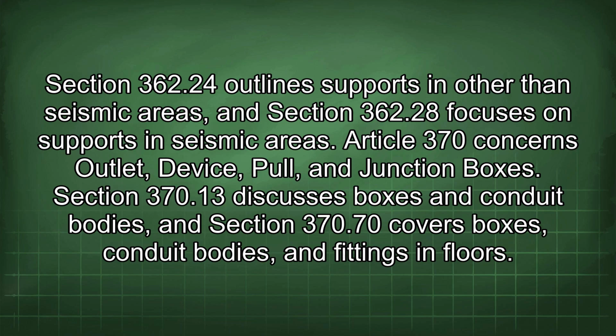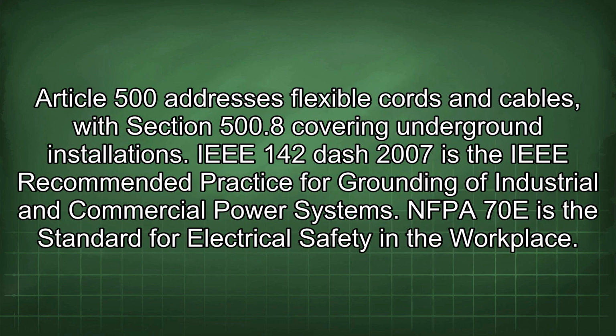Article 370 concerns outlet device, pull, and junction boxes. Section 370.13 discusses boxes and conduit bodies, and Section 370.70 covers boxes, conduit bodies, and fittings and floors. Article 500 addresses flexible cords and cables, with Section 500.8 covering underground installations.